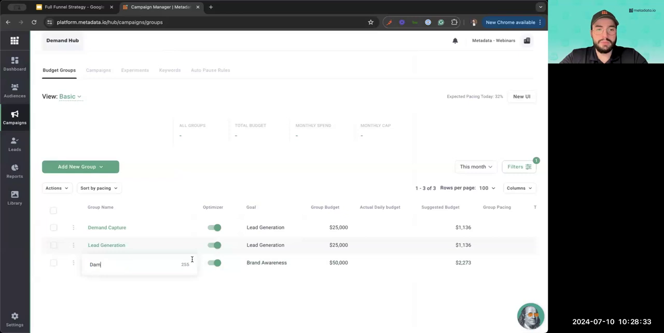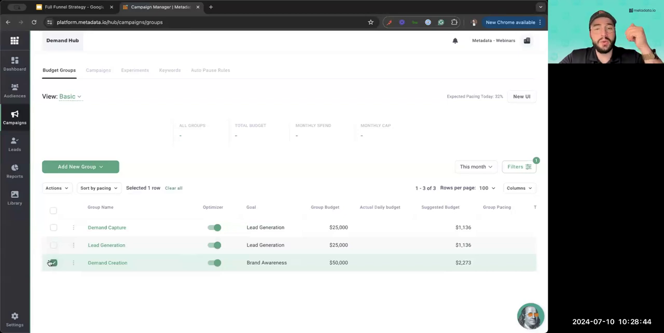Now, I'm going to name this demand creation so that we can see everything clearly. Within this, we have a pretty full funnel, from unaware to gated content to capturing demand through demos themselves.